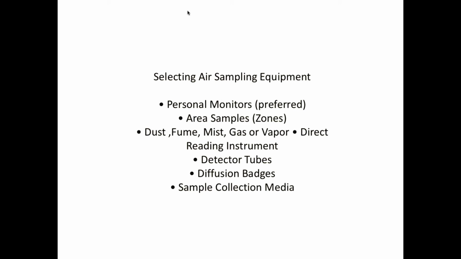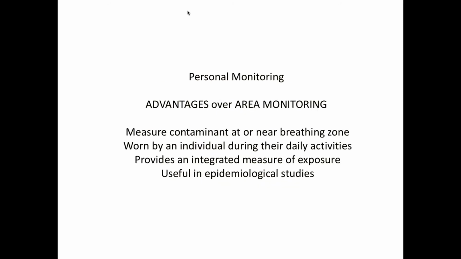We have to determine what kind of material it is. Is it a dust, a fume, a mist? Is it gas, vapor, and so forth? And how are we going to actually collect this material? Later on in the semester, we're going to talk about delivery of instruments, detector tubes, and diffusion bags. But for now, we're going to look at a media type device for collection of a sample. Personal monitoring has advantages over area monitors: you actually know what the worker's actual exposure is.